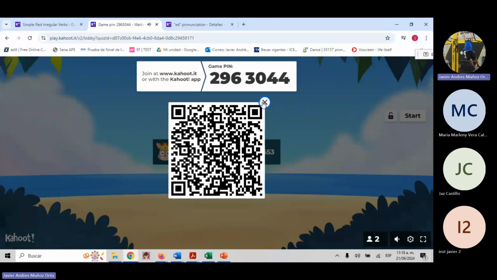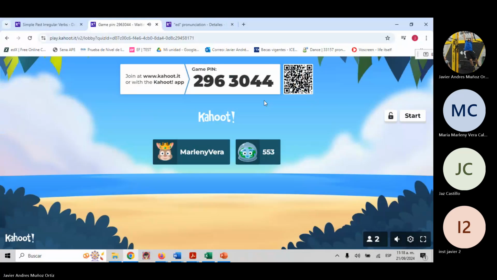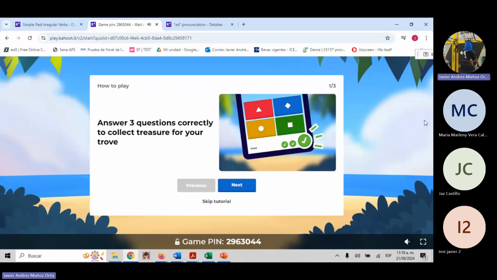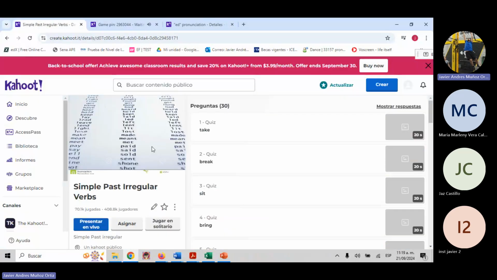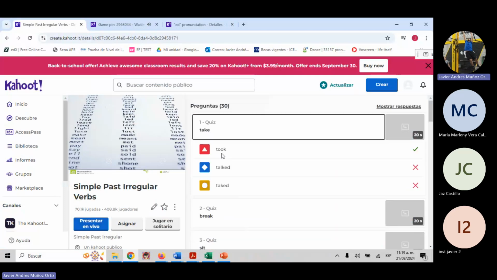Okay, look, let's go. So what's the objective? The objective is, of course, to answer the questions correctly, right? The idea is for you to choose the past form of each verb. For example, the past form of the verb take is took. So you have to choose the red option. It's not talked, it's not taked, because they are not correct, right?